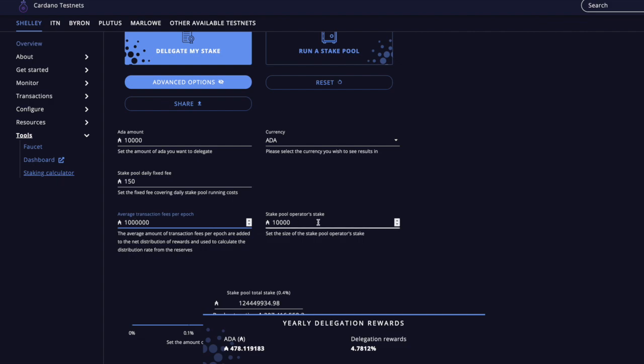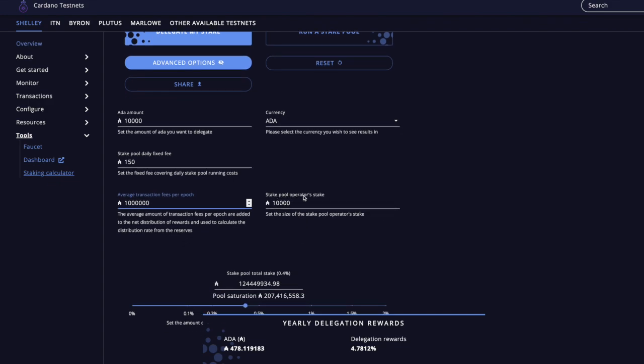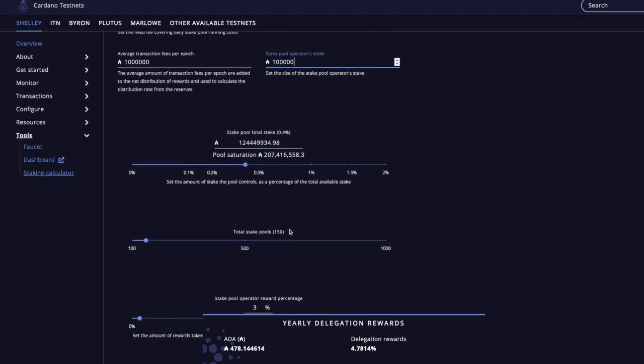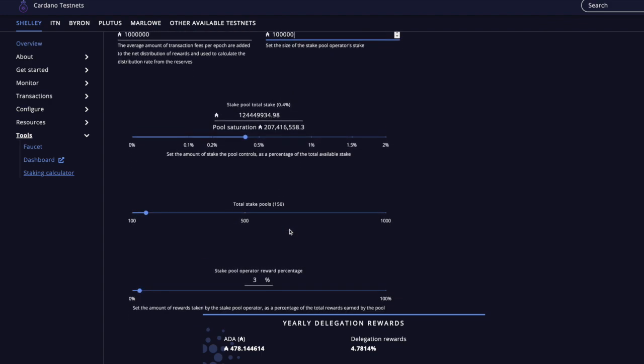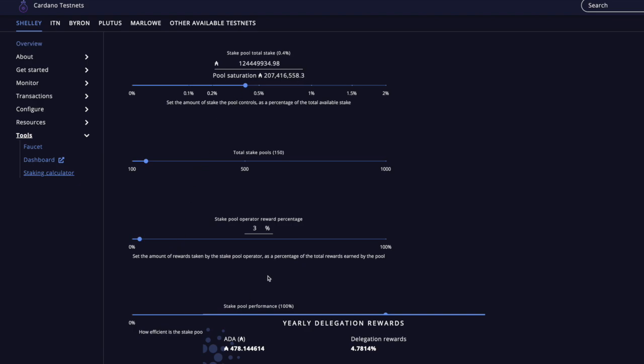And then stake pool operator stake. So this is talking about the form of pledge that we have for the stake pool operator. 10,000 ADA pledge, very conservative number. Let's see if we can be a little bit more realistic with that. Let's go ahead and add another 0 to that number. And what they were going for here with these metrics that we can see at the bottom.